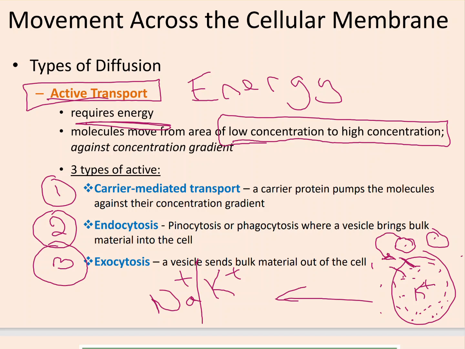I am not going to tell you which way it's going to move because one of the things I want you to do is be able to look at the sodium-potassium pump in more detail. We'll be looking at that when we get into the nervous system, right? So hold off on that for now.